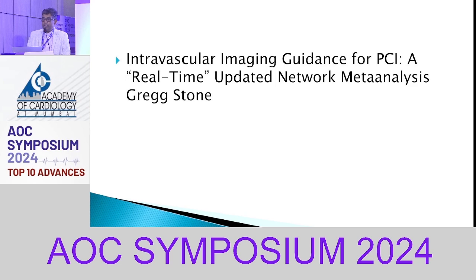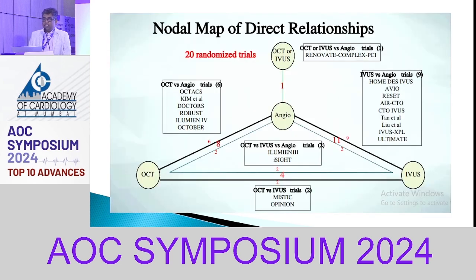Now this was a meta-analysis which Greg Stone presented in the same ESC meeting. And these were meta-analysis of 20 randomized trials. Actually, 2 were excluded. Now, if you see OCT versus angio, IVUS versus angio trials, these were included. OCT versus IVUS, which were 2 trials, were excluded from this meta-analysis. And even Illumin 4, October, and Renovate Complex PCI, which were the latest trials, were included in this meta-analysis. So this becomes a very important meta-analysis.